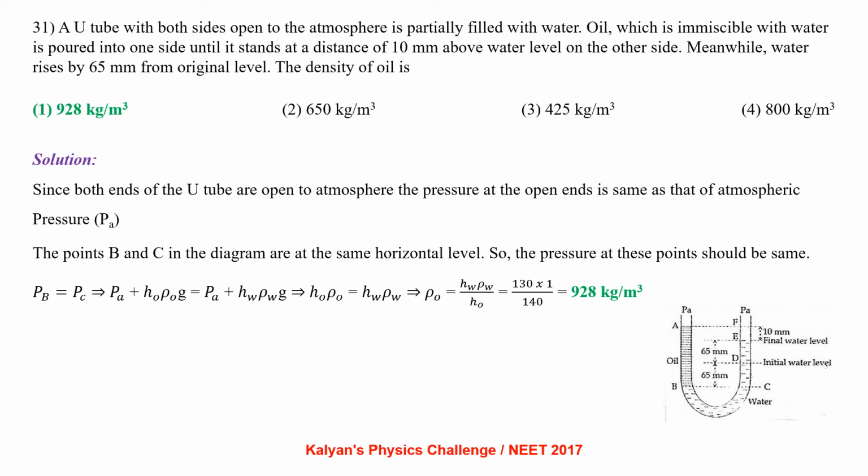The pressure can be written as atmospheric pressure plus h rho g. So, pressure at B is P atmosphere plus h oil rho oil g, while pressure at C is equal to atmospheric pressure plus h water rho water g. So, from there we can find the density of the oil to be 928 kg per meter cube.